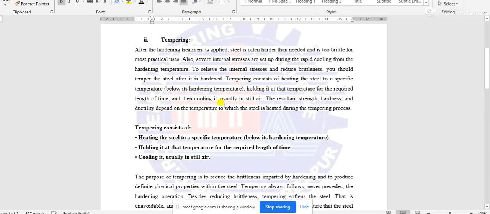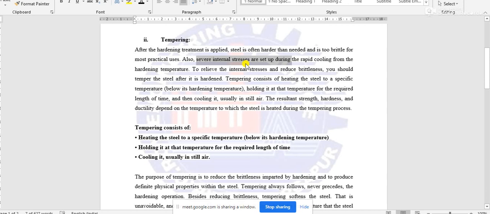Now the property of hardened steel: we discussed in the previous class that severe internal stresses are produced in the hardened steel. That's why a higher amount of hardness is produced in the hardened steel. This extra internal stress we have to remove from the steel, and the tempering process is used for that.